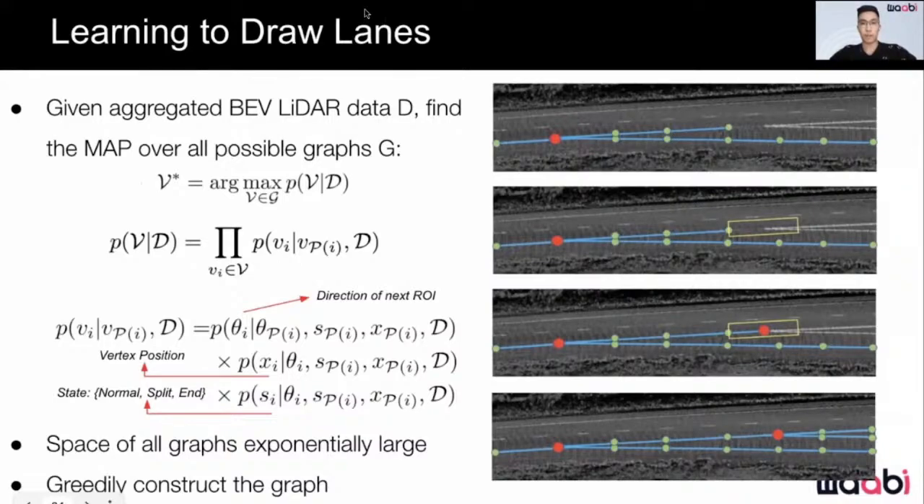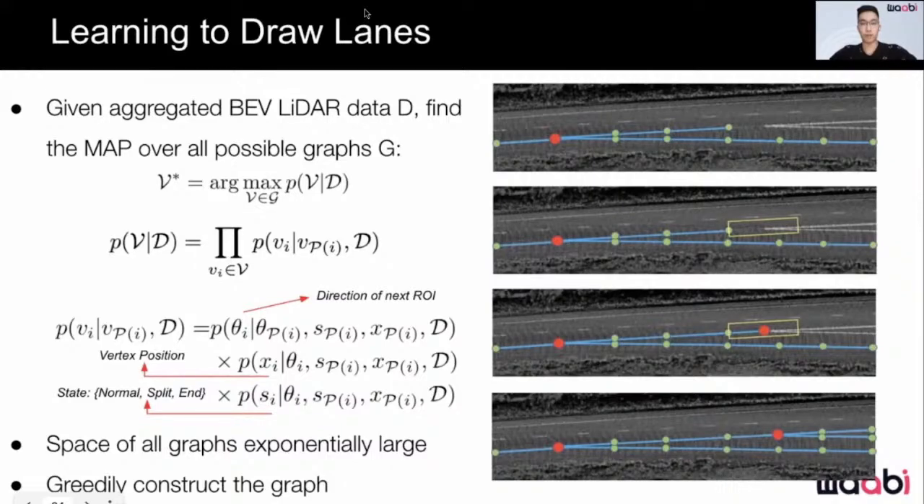Each vertex conditioned on its parent is a random variable with the following three attributes: the direction of this vertex given the parent vertex, the geometrical position of the vertex, and the topological state of the vertex, as in no change, fork, merge, and stop drawing. The space of all possible graphs is exponentially large, so we greedily construct the graph and compute the geometric and topological properties of each vertex.